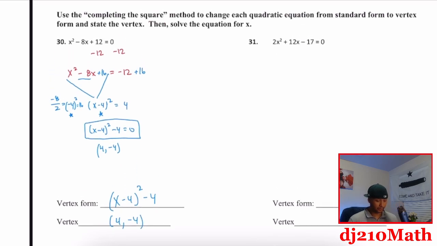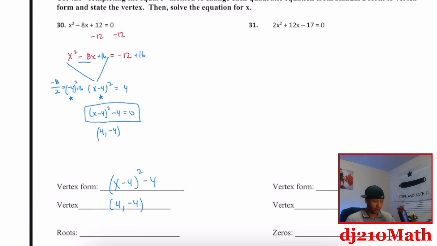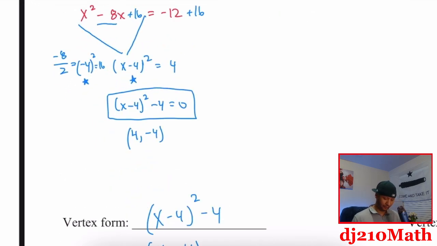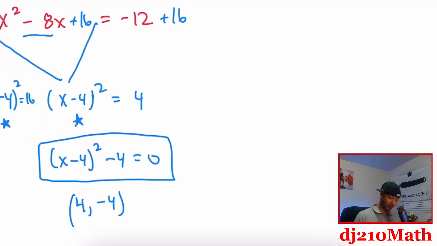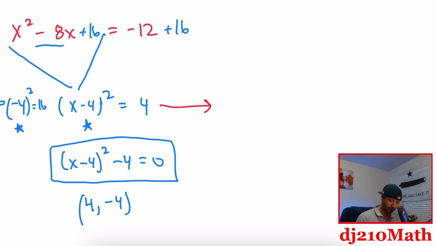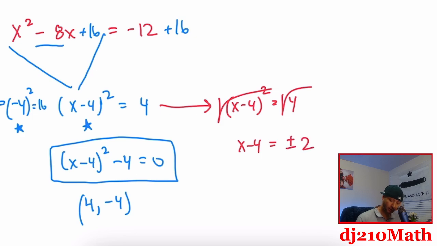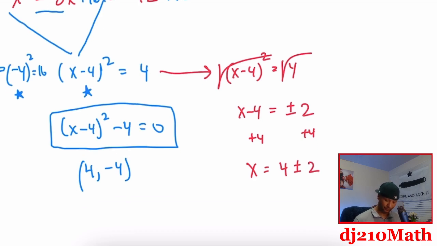Okay, the roots. So let's solve for x. If I solve for x, I'm going to get x minus 4 equals plus or minus 2, because the square root of 4 is 2. And if I add 4 to both sides, I get x equals 4 plus or minus 2. 4 plus 2 is 6, 4 minus 2 is 2. So x is equal to 6, 2.